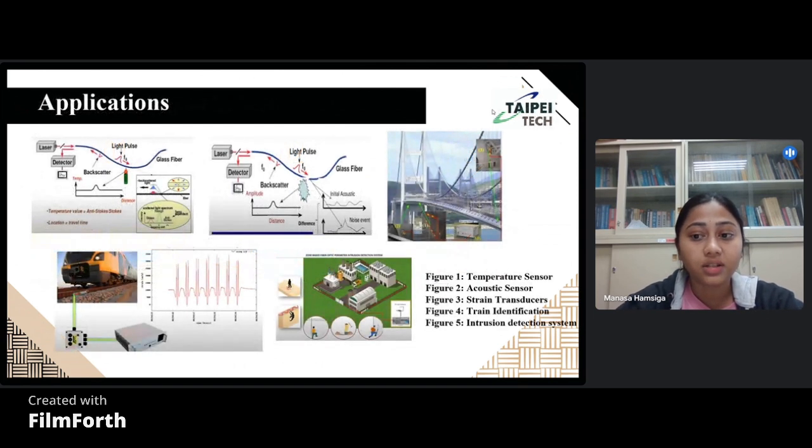The applications of sensors are divided into various different applications around the world. Some of the applications have been listed below. The first one is the temperature sensor, and the second one is the acoustic sensor. The third one is the strain transducer sensor, the fourth one is the train identification system, and the last one is the intrusion detection system. These applications are only on fiber optic sensors and not beyond any other source of applications.